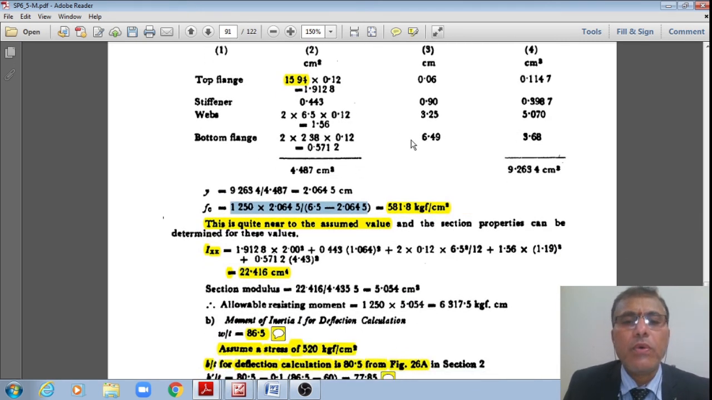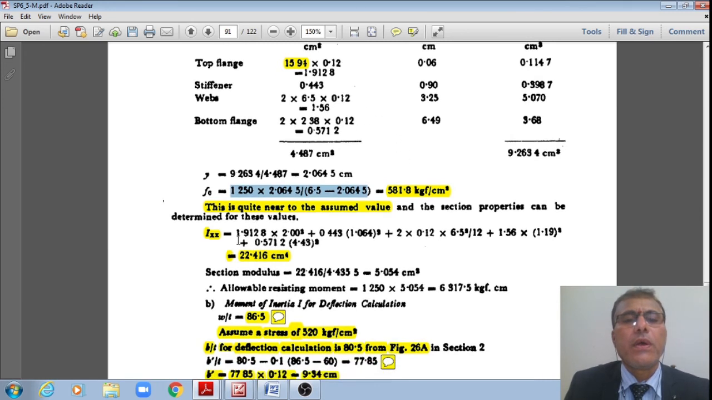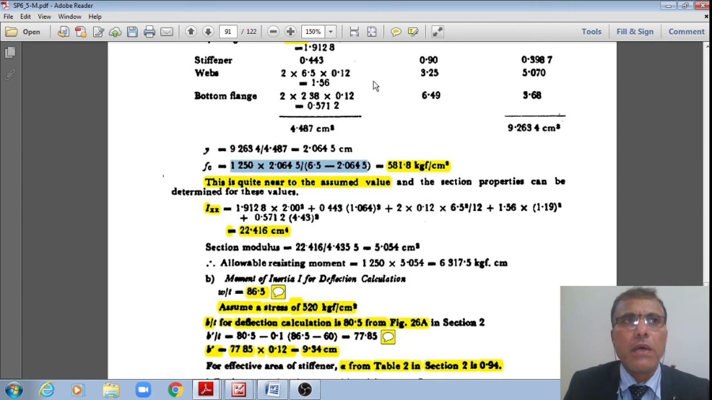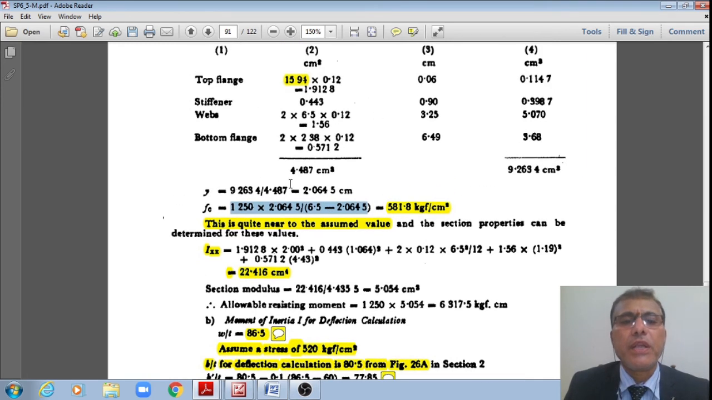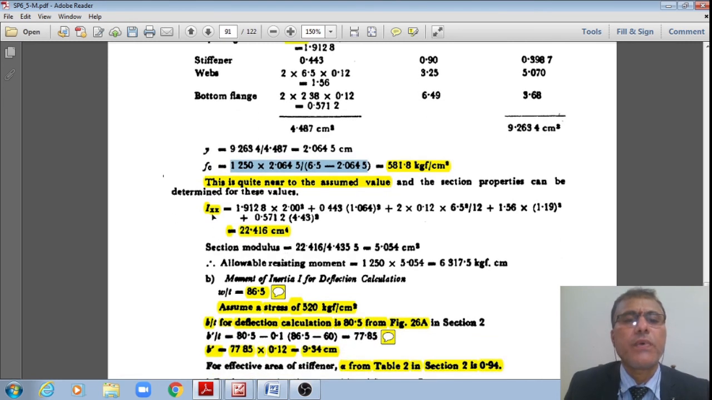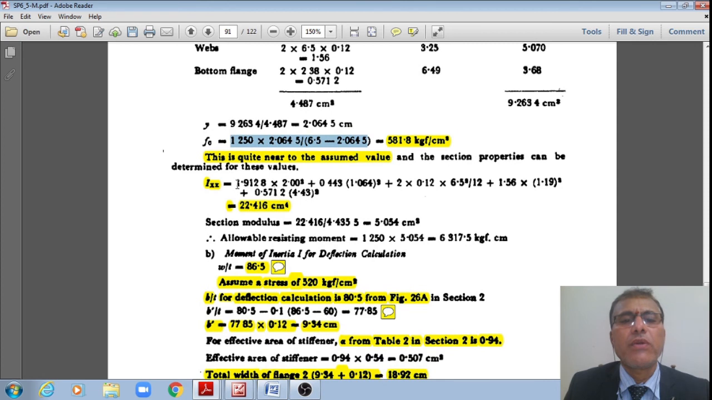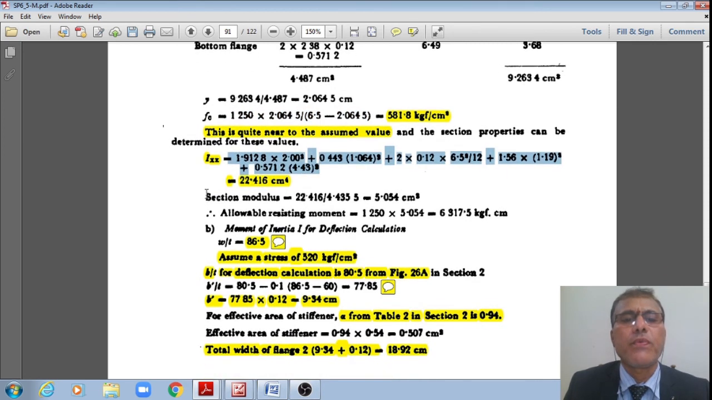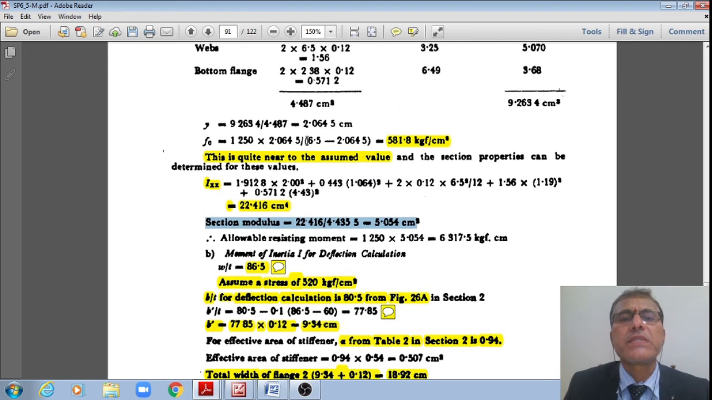Therefore, you need not do another trial or another iteration. The assumed permissible stress is correct. Therefore, all the effective widths are also correct, and all the effective sectional areas are also correct. Therefore, the moment of inertia you can calculate on your own, student. I'll not explain. It works out at 22.416 centimeter to the power 4. Therefore, the section modulus is equal to I divided by the extreme fiber distance, 6.5 minus 2.064. It works out at 4.435.